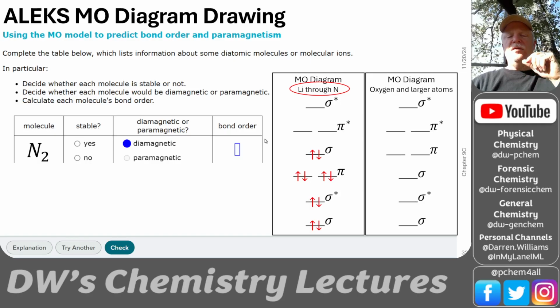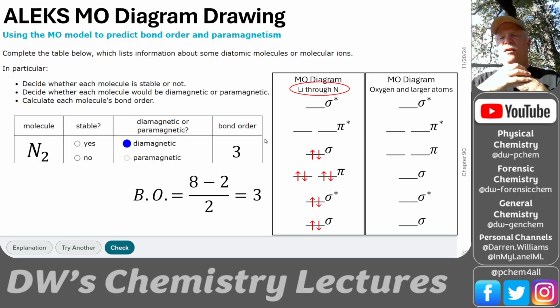Okay. And so for the bond order, it's diamagnetic because everything's paired up. And for the bond order, we have 2, 4, 6, 8. 8 non-starred electrons minus 2 antibonding electrons. So that's 6 divided by 2. So we have a bond order of 3. So nitrogen would have a triple bond.